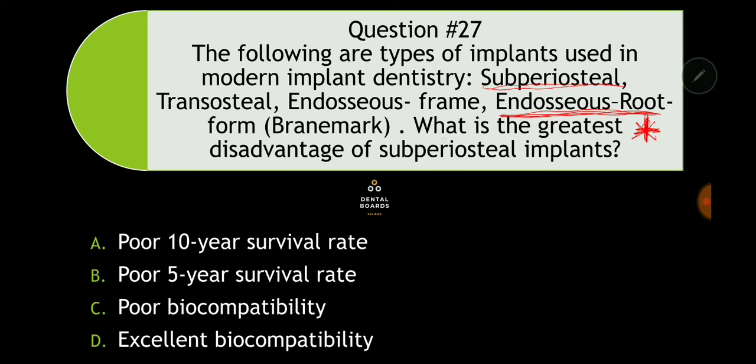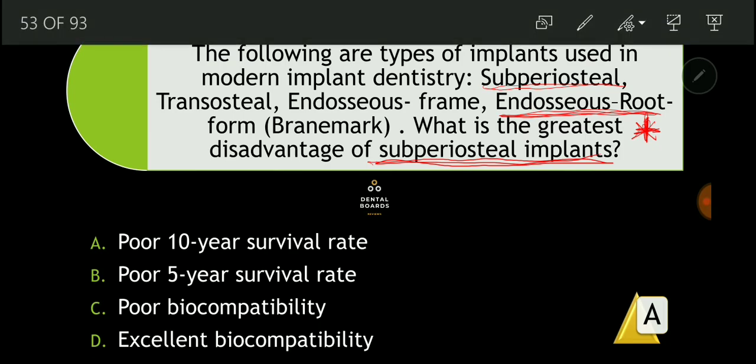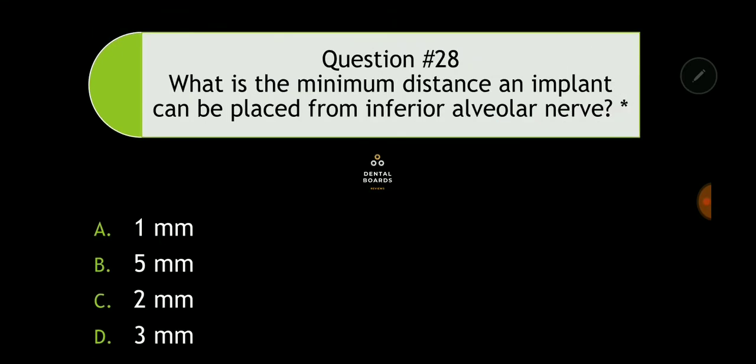But what is the greatest disadvantage of subperiosteal implants? The greatest disadvantage is that they have a poor 10-year survival rate. So A is the answer. Make sure you know the disadvantage of subperiosteal implants.